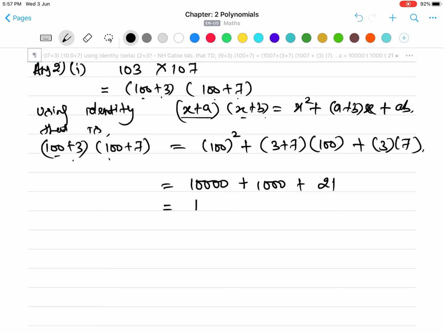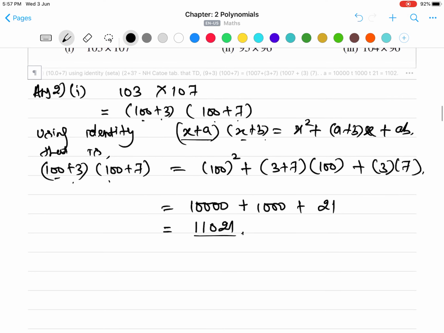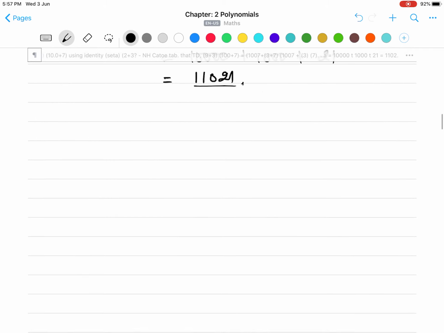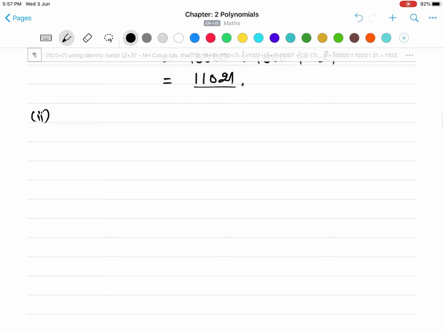So the answer is 11,021 after adding the numbers. Okay, so we have found the product of these two numbers, 103 into 107, without actually multiplying them. Instead we have used the algebraic identity here. So let's try the second part of this question number 2.